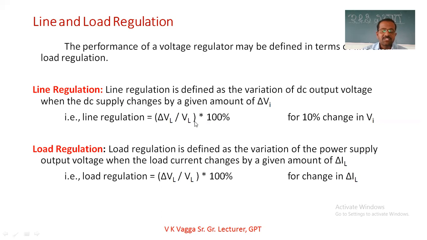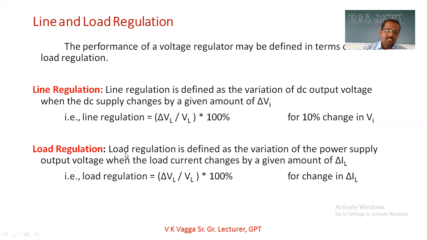What this VL is called as the actual output voltage. So the variation of the output voltage divided by the actual output voltage into 100% is going to give you the line regulation in terms of the percentage.